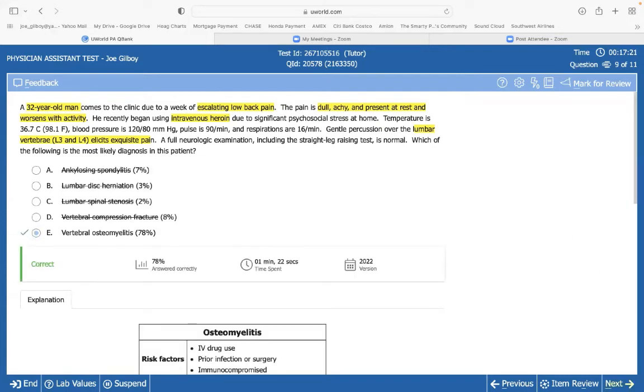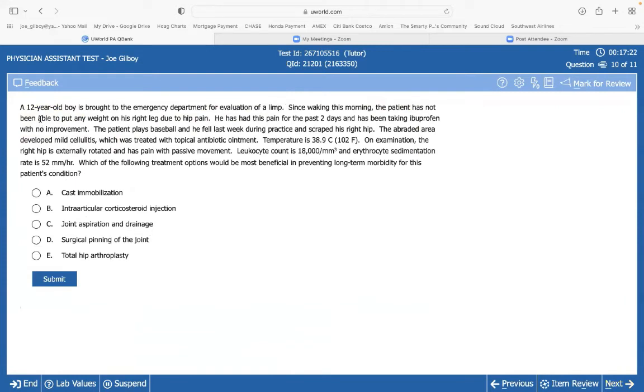Ever see this? Two more guys and we're done. You get to go enjoy your Sunday. A 12-year-old boy comes for evaluation of a limp. And don't go running down the road. Oh, is it this? It's like cat scratch disease. No. Just stay in the cell.